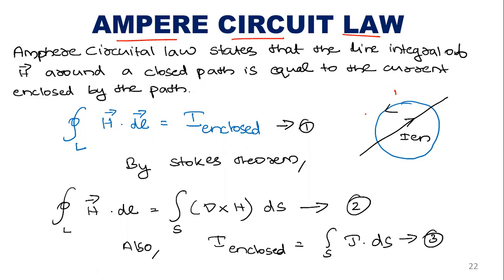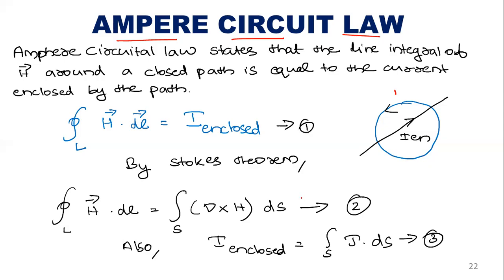So if this is a closed path, then the current enclosed by the path is equal to the line integral of H dot dl, where H is the magnetic field intensity. Then you know that by Stokes' theorem, integral H dot dl is equal to the surface integral of del cross H dot ds. Stokes' theorem we have studied in module 1, and we have derived it. So we know everything about Stokes' theorem. What is the physical meaning of curl?